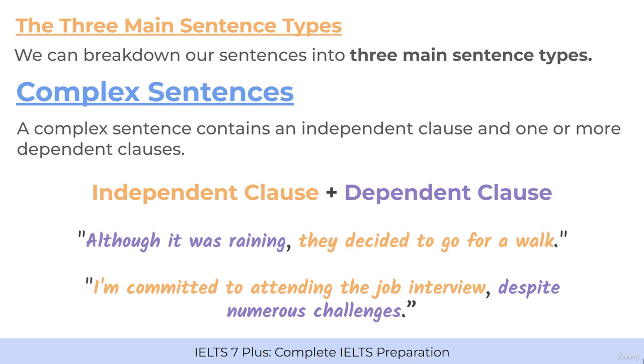And here's another example. I'm committed to attending the job interview, despite numerous challenges. Well done, it's good to hear your commitment is so strong. So there's just a few examples for you. You must be careful with the use of the comma. Complex sentences are really good ways to add extra details and show off your fluency skills. But again, you don't want to always be using them. Find balance, use a clear mix of sentence types within your writing.